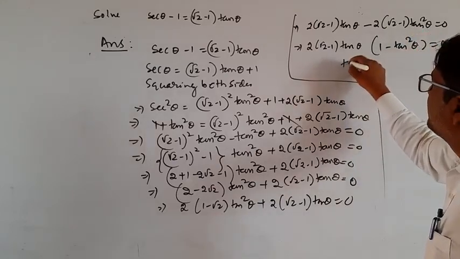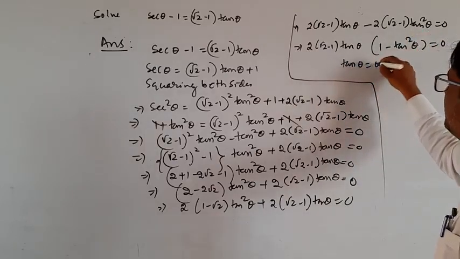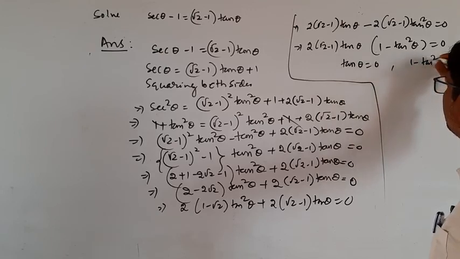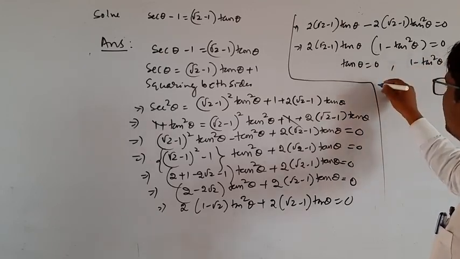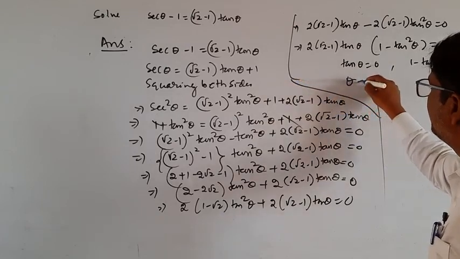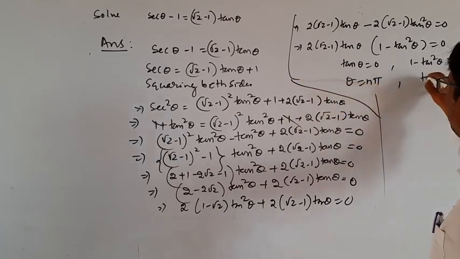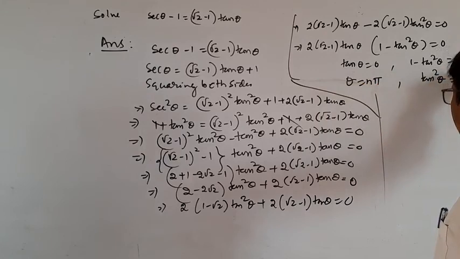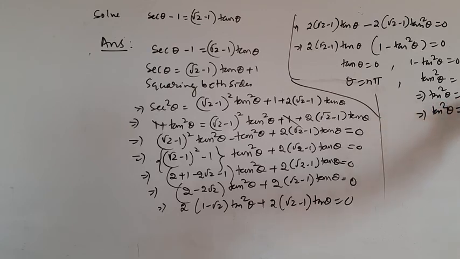So tan theta is equal to 0 or 1 minus tan square theta is equal to 0. If tan theta is equal to 0, then theta is equal to n pi. If tan square theta is equal to 1, then I have to write tan square theta is equal to 1 square. So tan square theta is equal to tan square pi by 4, and theta is equal to n pi plus or minus pi by 4.